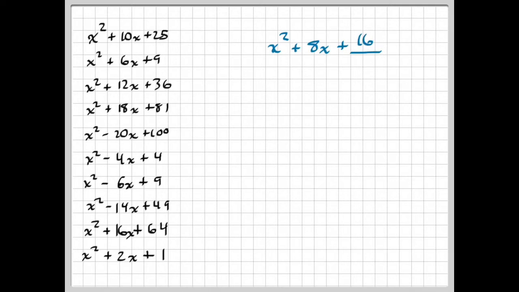Okay, so how do we get that 16? What are we doing? We're dividing the 8 by 2, and then you're squaring it. That's what you do with all these. You just divide the x term, the middle term, by 2, and then you square it. It works for every single one of these, even the negative ones.